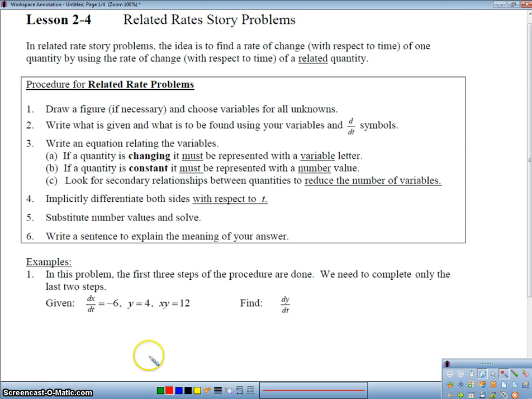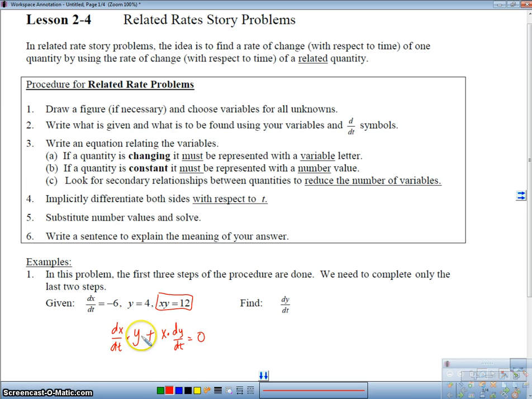So we have given dx/dt is -6, y is 4, and xy is 12. Find dy/dt. So we're going to use this relationship here, and we're going to take the derivative implicitly. So we're going to take the derivative of the first, which is dx/dt, times y, because we're using the product rule, right? x times y. Then we have x times the derivative of the second, the derivative of y is dy/dt, equals the derivative of 12, which is 0.